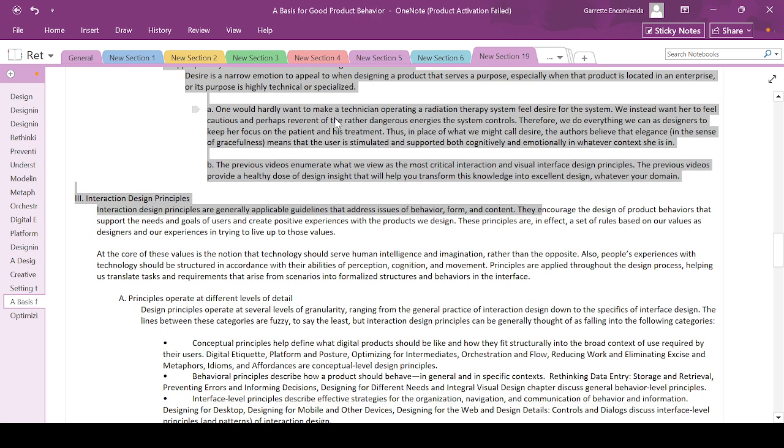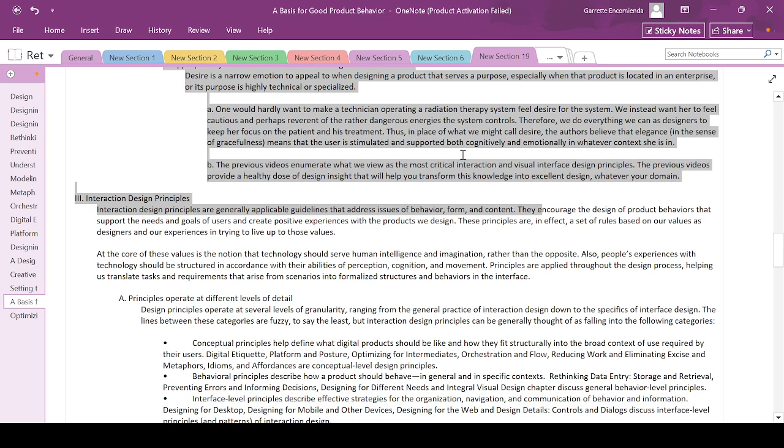One would hardly want to make a technician operating a radiation therapy system feel desire for the system. We instead want her to feel a cautious and perhaps reverent attitude toward the rather dangerous energies the system controls. Therefore, we do everything we can as designers to keep her focus on the patient and his treatment. So as you can see, you focus on the goal and the context where that persona is interacting.